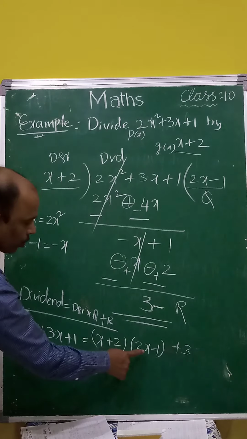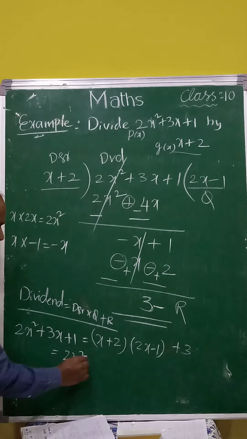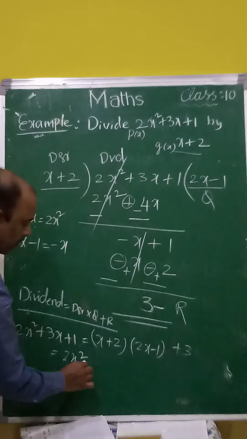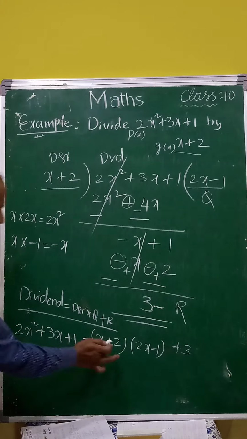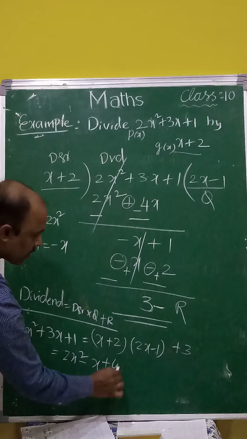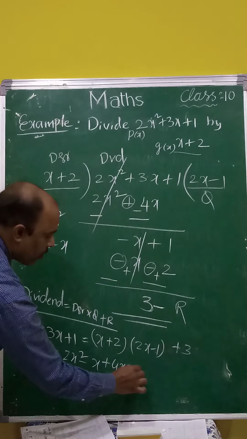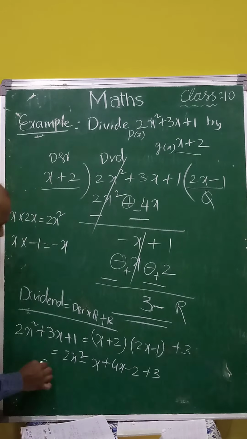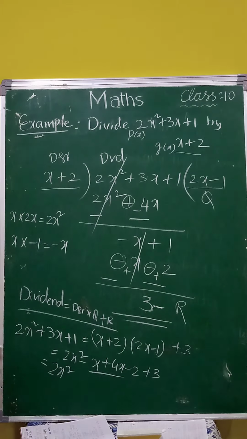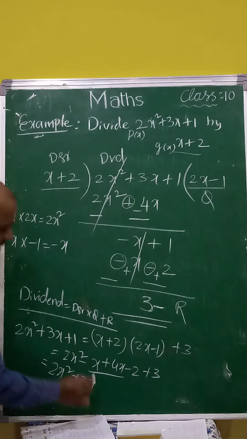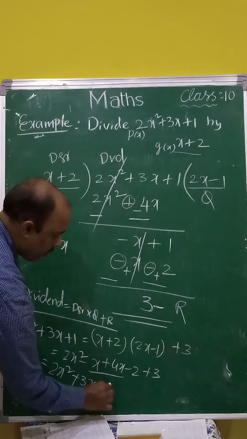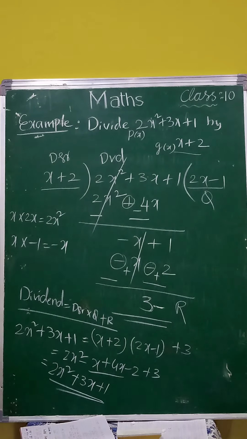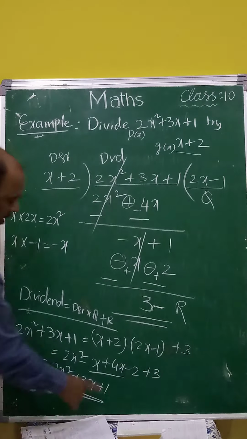Multiply x into 2x, 2x square, x into minus 1, minus x. Second term, 2 2s are 4x, and 2 into minus 1 is minus 2, plus 3. 2x square is no change, and 4x minus x is 3x. 3 minus 2 is plus 1. So 2x square plus 3x plus 1. We got again the dividend 2x square plus 3x plus 1.